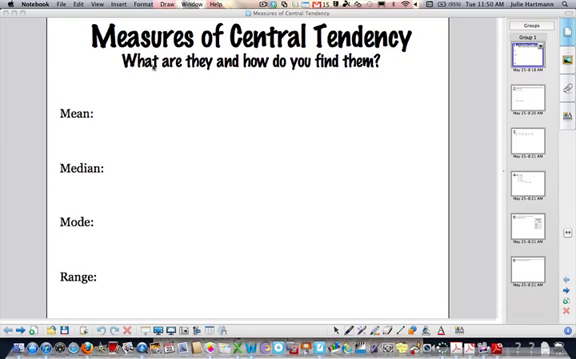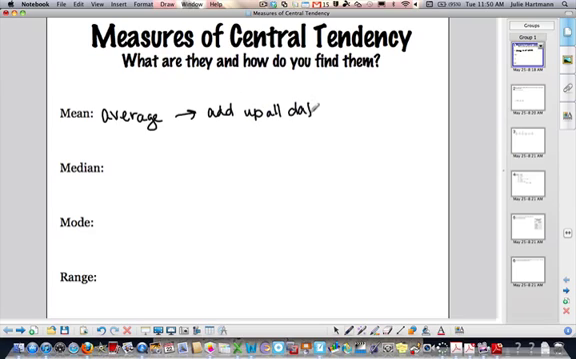What are they and how do you find them? We're going to start out with the mean. The mean is the average. So we add up all data and divide by how many there are.